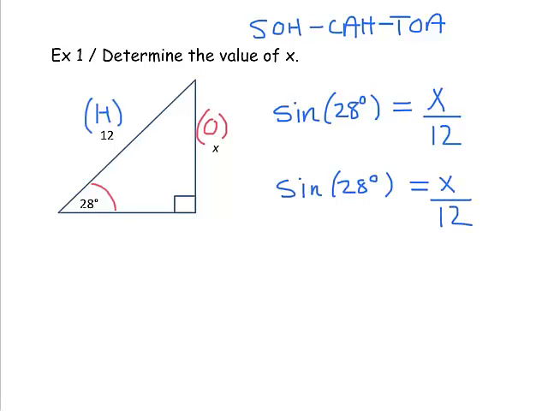Alright, well let's see. If I want to get x by itself, one thing we can do is multiply by 12 on both sides of this equation. So I'm going to multiply by 12 on the right-hand side, which would clear that fraction out. And to keep things balanced, I'll multiply by 12 on the left-hand side as well.